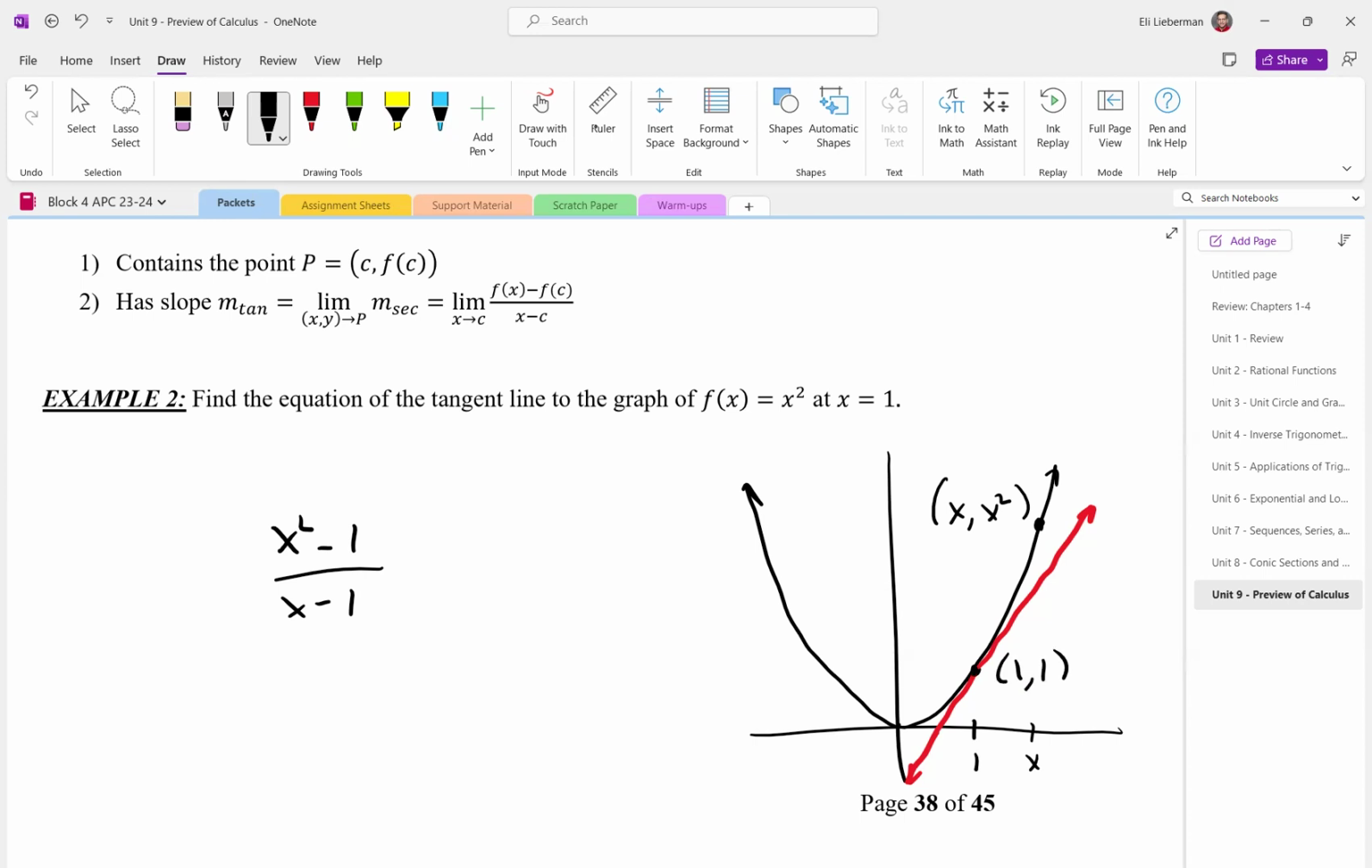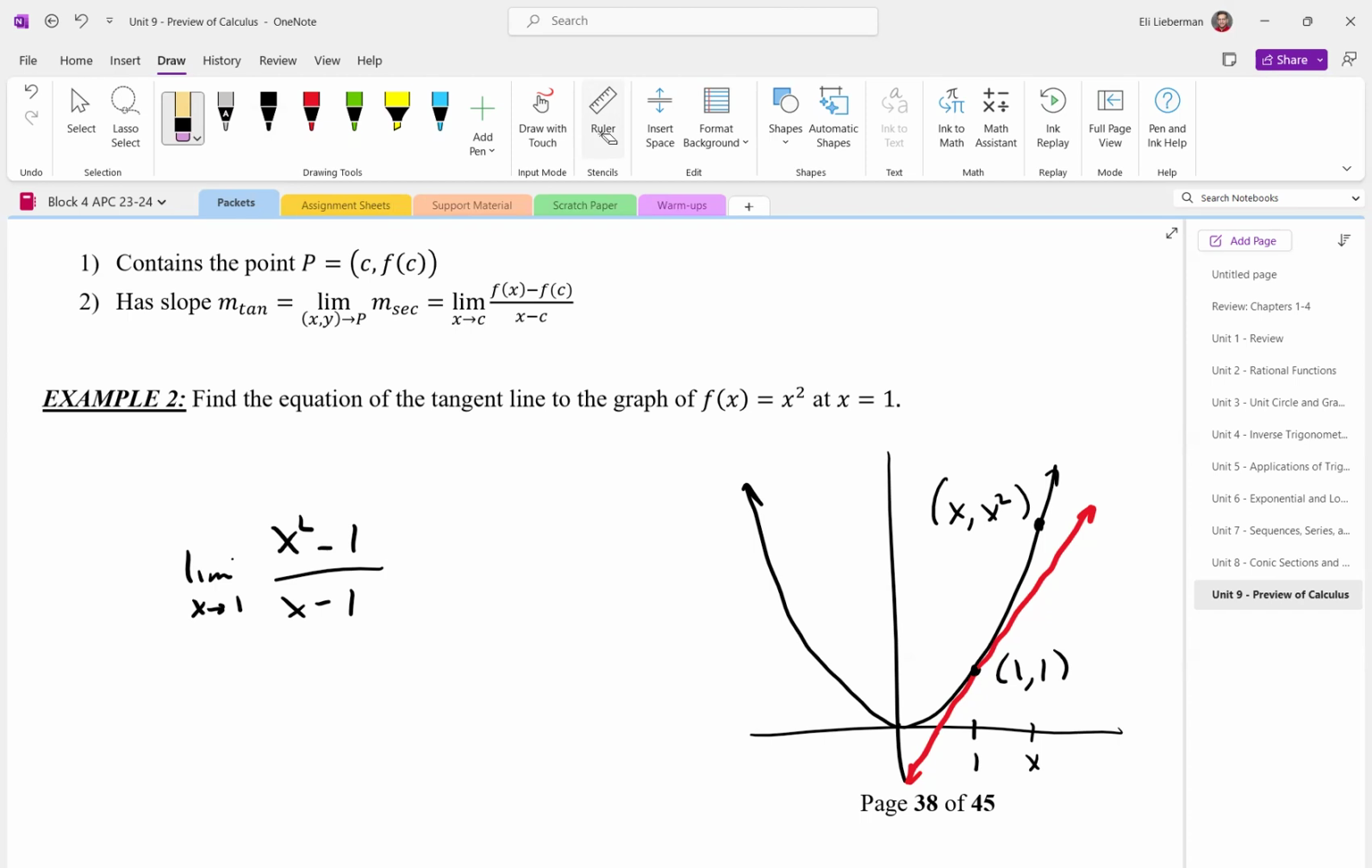So that's the slope of the secant line. So we're going to take the slope of the secant line and then take the limit as x approaches 1. Like literally this x value is approaching 1. Let's see if we can figure that out. Karen, thank you, by the way.